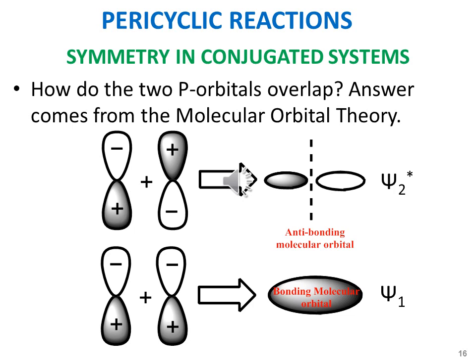Now one very important question arises: how do the two p orbitals overlap? The answer comes from molecular orbital theory. According to molecular orbital theory, when atomic orbitals overlap, molecular orbitals are formed. How many atomic orbitals overlap? It depends on the molecule. And how many molecular orbitals are formed? It depends upon the number of the overlapping atomic orbitals.